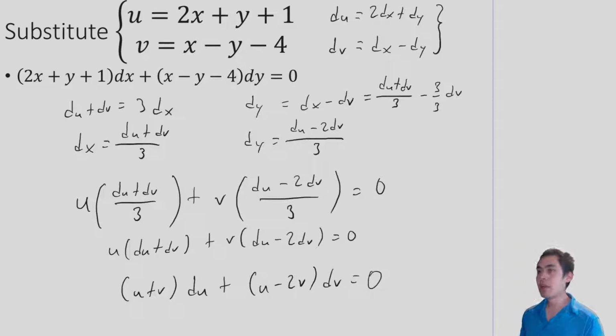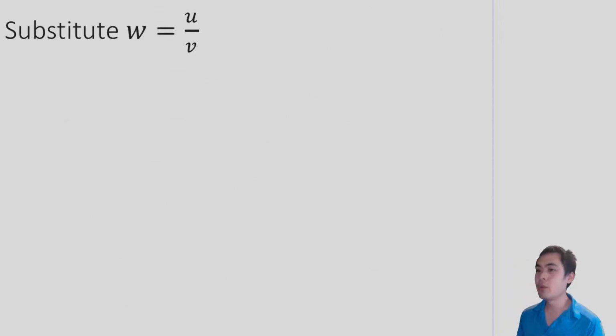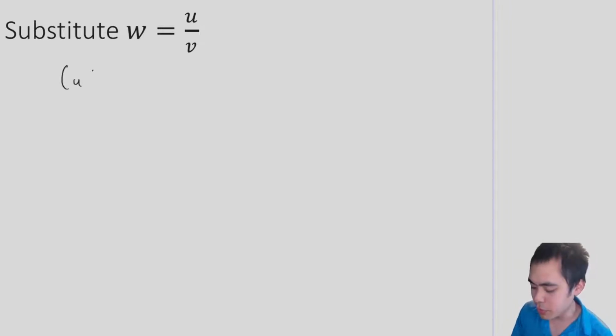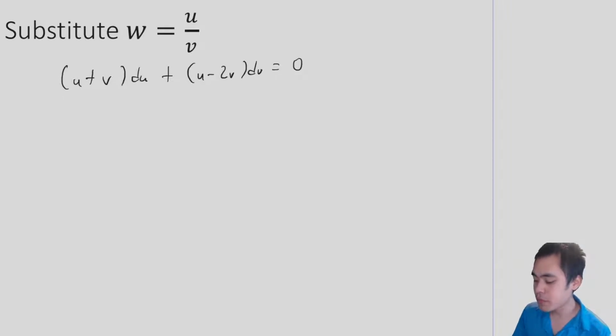Okay, so now, as I said, there are a couple different ways of going from this point. One way is to use an integrating factor or look to see if it's an exact differential. And maybe it is. In fact, in this case it is, so you could actually just use the strategy for solving exact differentials. However, since today's lecture is about substitution, we're going to do another substitution. So what did we end up with? We had (u plus v) du plus (u minus 2v) dv is equal to 0.